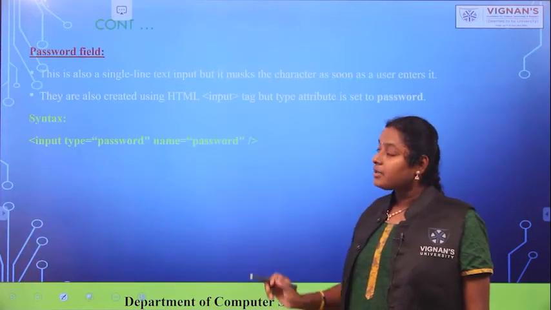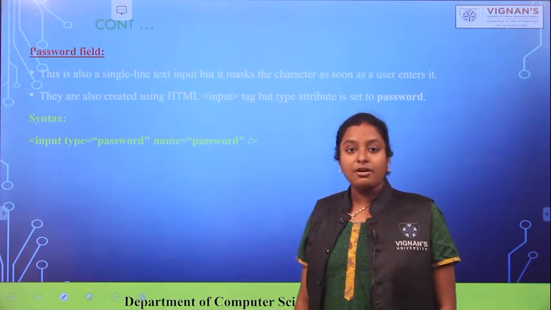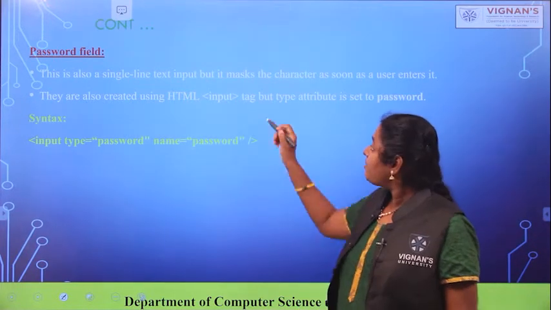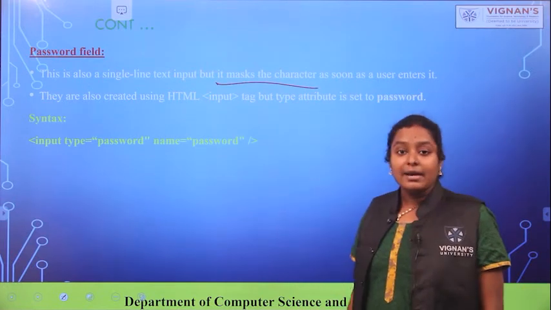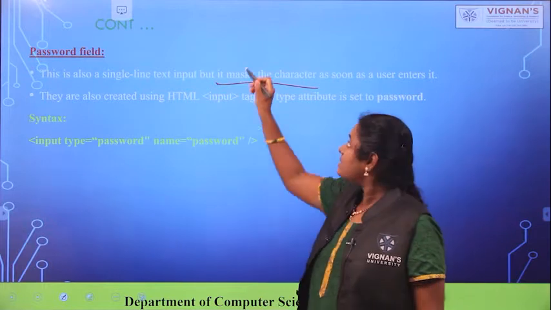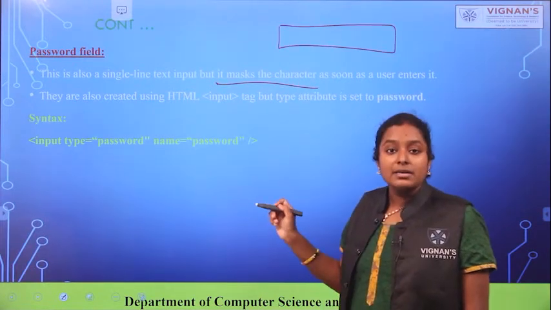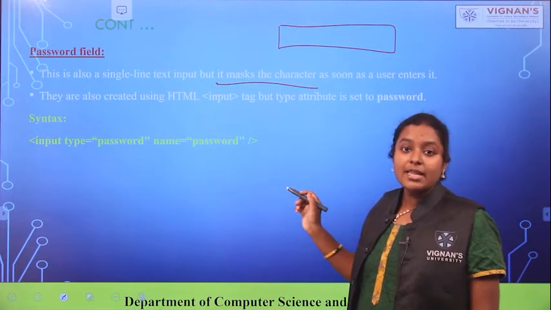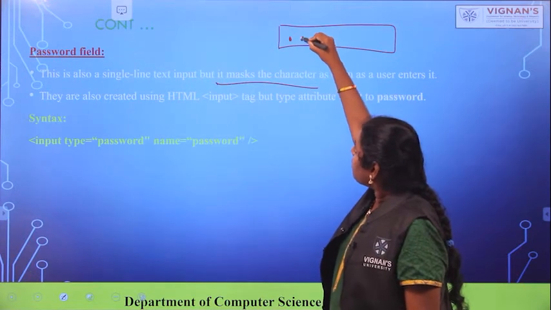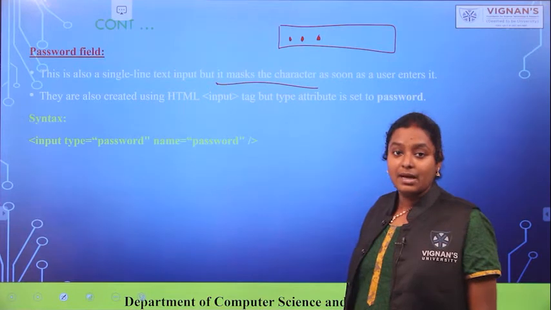Next, what is the purpose of the password field? It is also used to take a single line of input. But what is the difference between the text field and the password field? It masks the characters you enter. Whatever characters you enter in the password field will be masked automatically, so you get bullets, dots or stars.